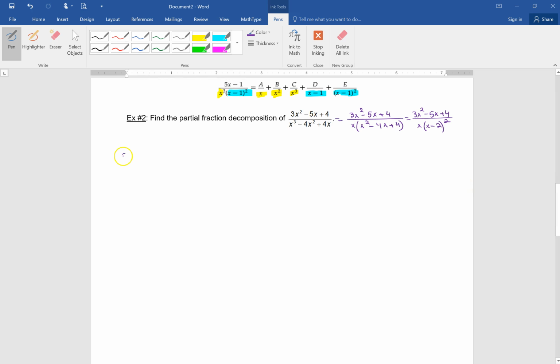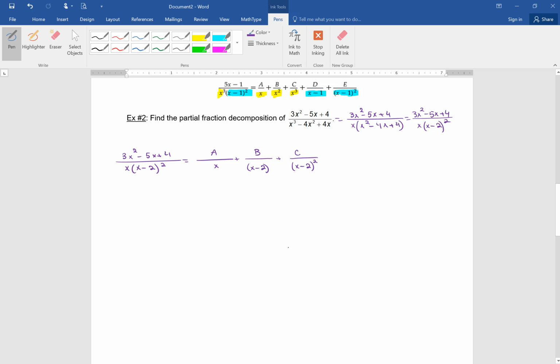So let's do this next one. So we have here 3x squared minus 5x plus 4 over x times x minus 2 squared. You have an x, right? And now for the x minus 2, you're going to need 2 of them. Because the exponent here is a 2, you need one with an exponent of 1 and then exponent of 2. So you always start with an exponent of 1 and keep going up until you reach the exponent that's here. Okay, this gets an A, this gets a B, this gets a C. And the rest is the same.